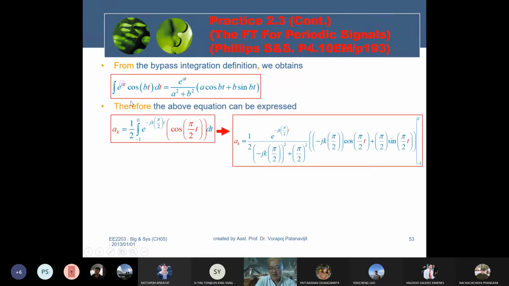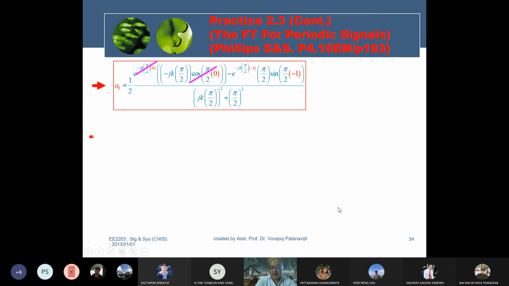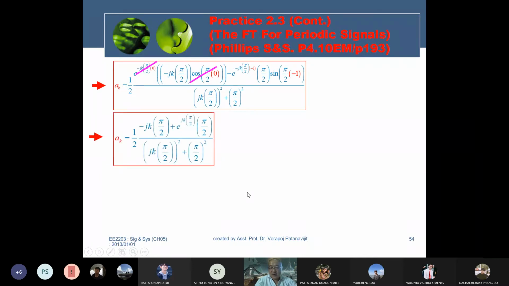Substitute a equal to minus j omega, with b equal to 0.5 pi or pi by 2. After you substitute the formula completely, don't forget to substitute the range, from minus 1 to 0. Sine 0 gives you 0, and cos of minus 1 gives you 0 too. Therefore you can simplify to here, organizing the terms.